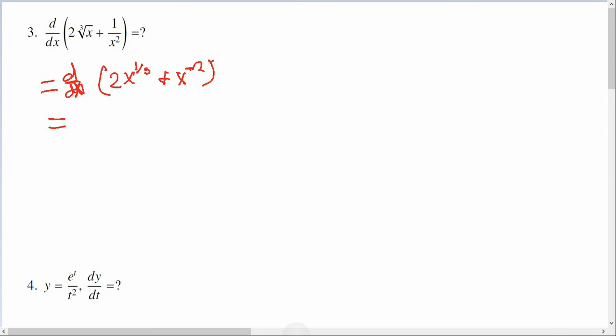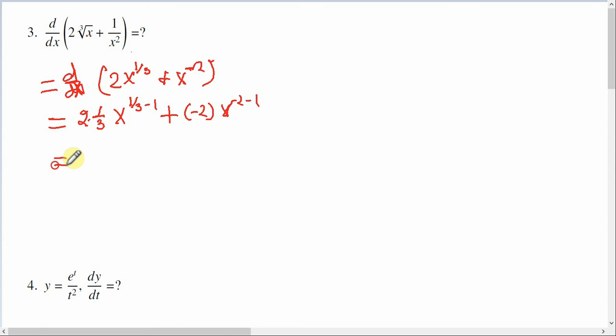And so when I do that, now I can use my power rule on each of these. This is going to be 2, and then the power rule says take the 1/3 out in front and reduce the exponent by 1. The second one, same thing, so this is 2 times. Don't mistake that for 2 and 1/3. Next one is plus, take the -2 out in front, and then reduce the exponent by 1.